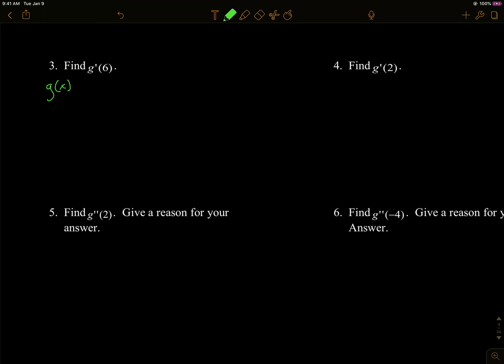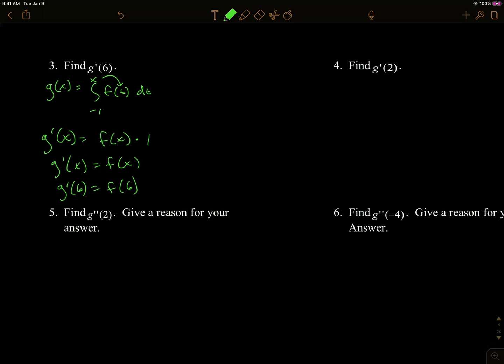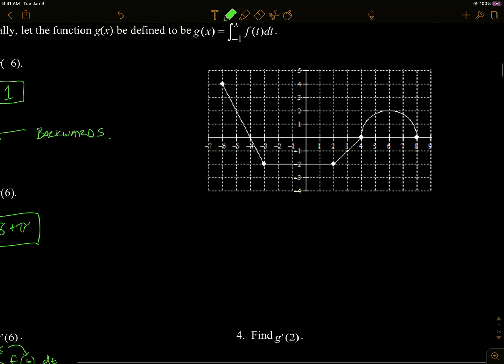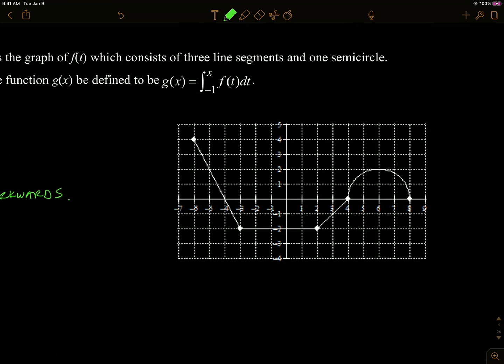All right, let's look at finding the derivative of g. So if g of x is defined as the integral from -1 to x of f of t dt, that means g prime of x will be defined as, I plug x in, so it'll be f of x, and then times the chain rule, the derivative of the inner function x is just 1. So g prime of x is just f of x, so g prime of 6 will be equal to f of 6.